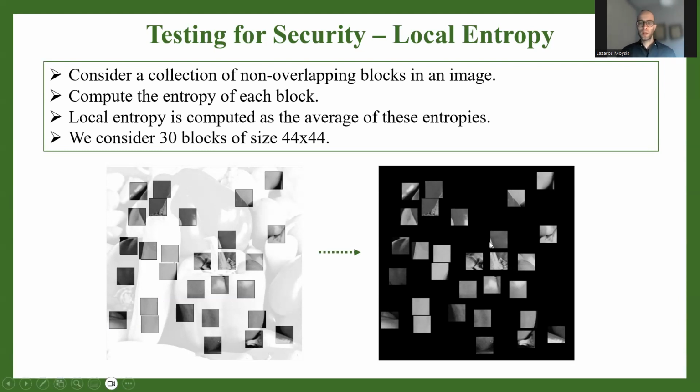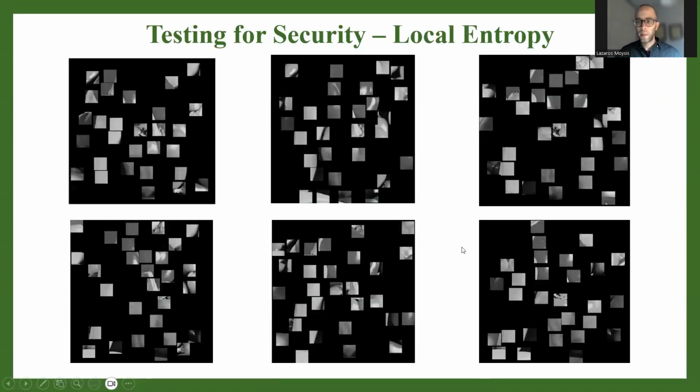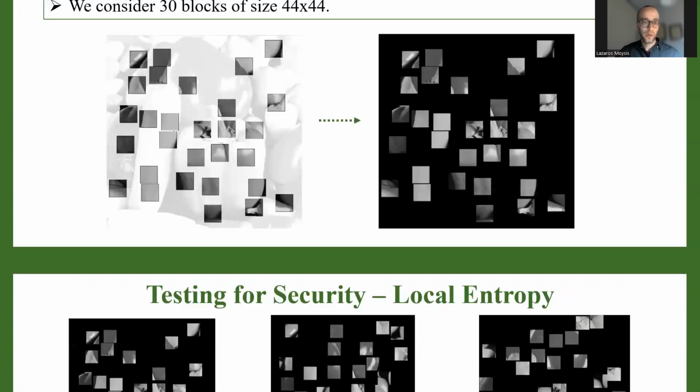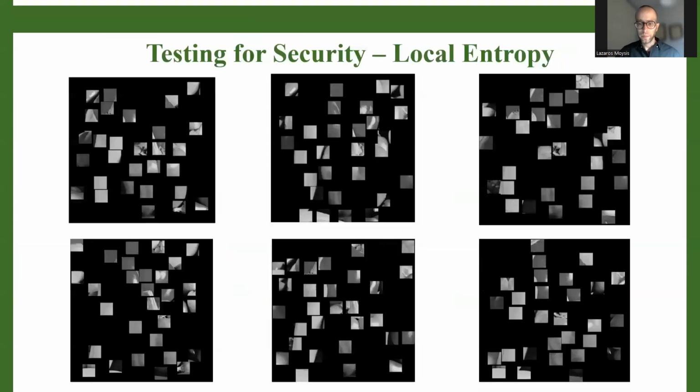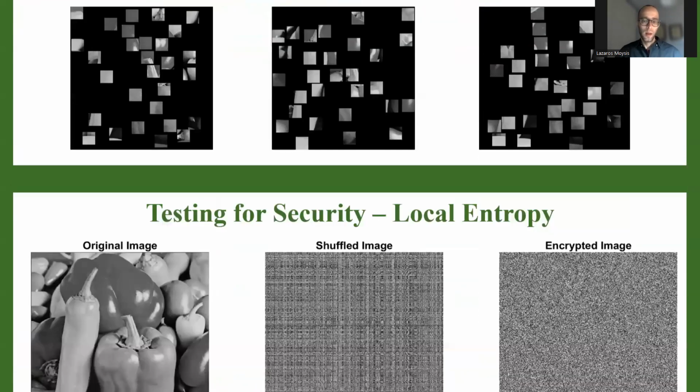I choose them randomly, and I will attach a MATLAB code on how to do that. Of course, you can take any number of different non-overlapping blocks. So as I run my simulation again and again, each time I take a different set of 30 blocks. So I take the entropy of each block and then I average it.